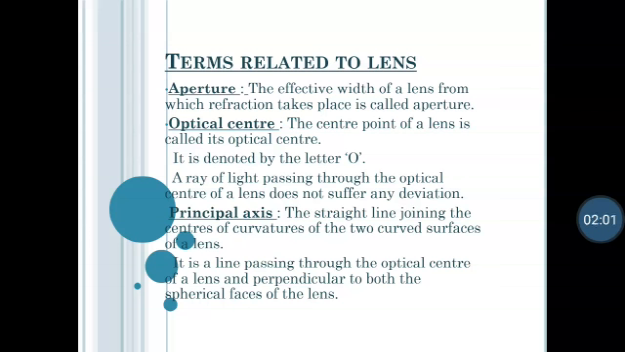Principal axis. Principal axis is a straight line that passes through the optical center and it is perpendicular to both the spherical surfaces. In other words, we can also define the principal axis as a straight line joining the centers of curvature of the two curved surfaces of a lens.